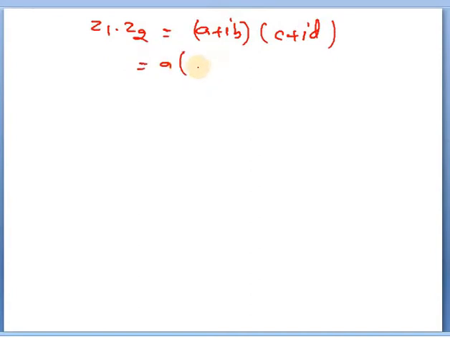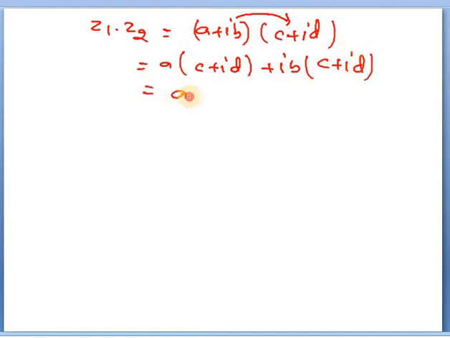Okay, so if this is the complex number z1 into z2, we can write here a plus ib and then c plus id. Now for multiplication we have to open the bracket, so we'll write a into c plus id plus ib, then this will multiply with c plus id. So ac plus iad plus ibc plus i square bd.